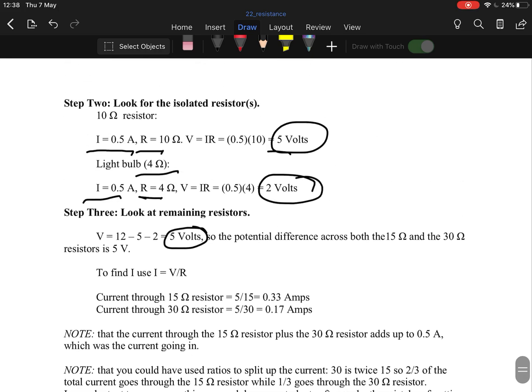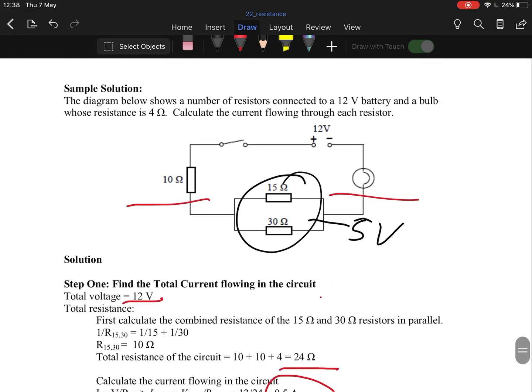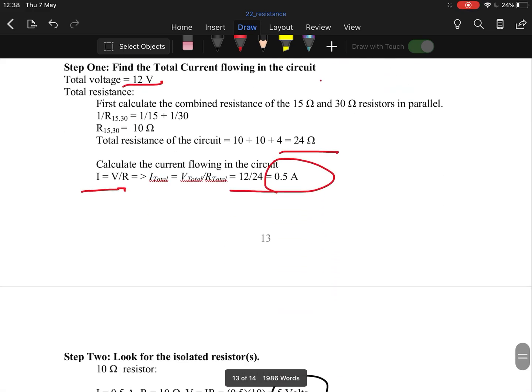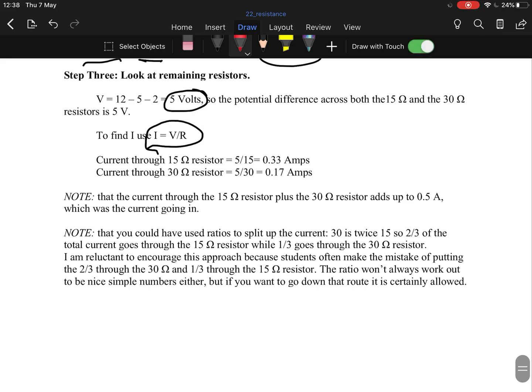So to find the current in each one, you simply say I equals V over R. And the voltage in a parallel circuit is the same. So it's 5 in the top, 5 in the bottom. It all is the same, which becomes then these. Now, there is another way to do it. You can do it this way, but I find it very awkward and complicated.